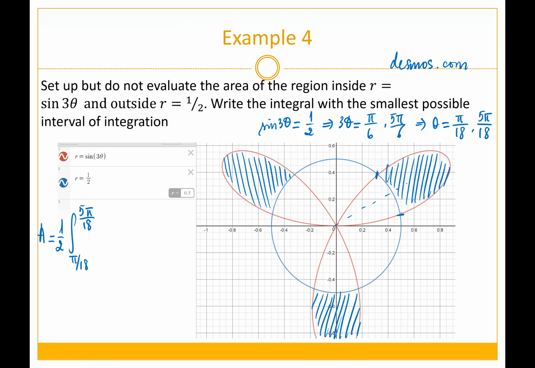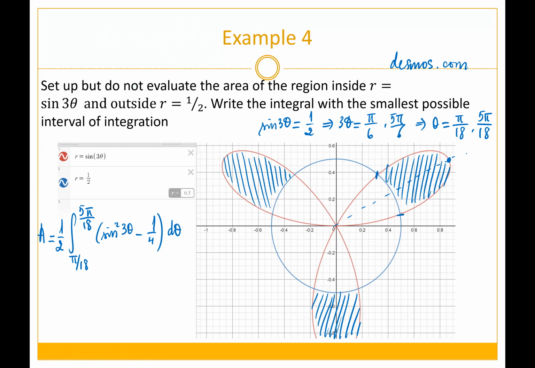And if you notice, this is going to be the middle. Let's work on the actual area first. You have the outer radius be sine squared 3 theta, minus 1 over 4, which is half squared, d theta. Now, it's asking us to put it in the smallest possible interval of integration. What that always means is that it's going to make us use symmetry so that we only take the integral on a small interval, and we multiply it many times to get the area that we need.